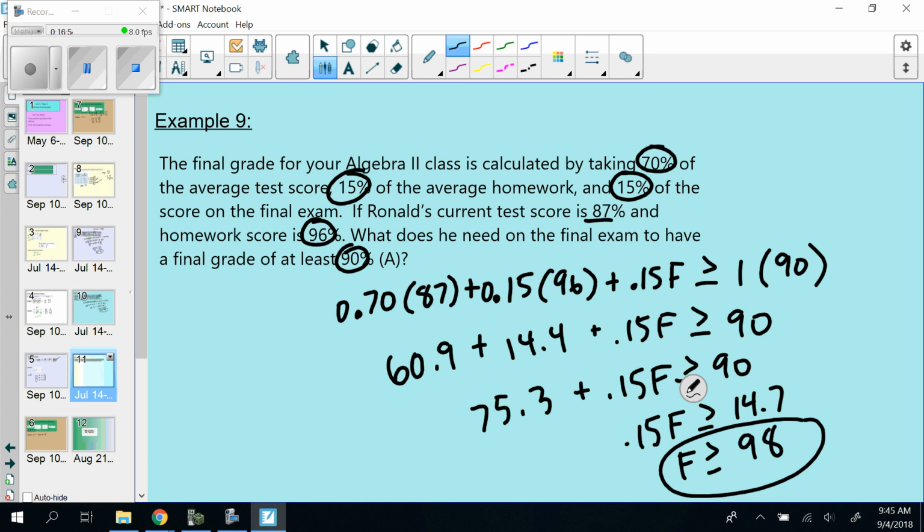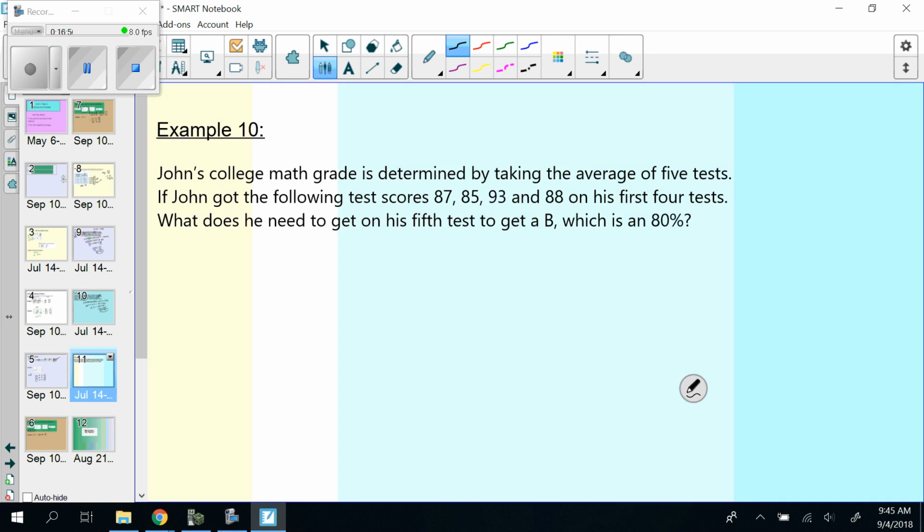All right, final one. John's college math grade is determined by taking the average of 5 tests. John got the following scores on his first 4 tests. What does he need to get on the 5th test? Well, this is not a weighted average. This is just a straight average. And remember, straight average, add them up, divide by how many.